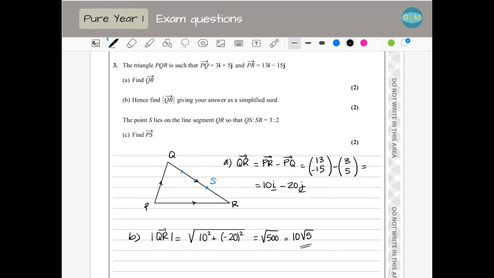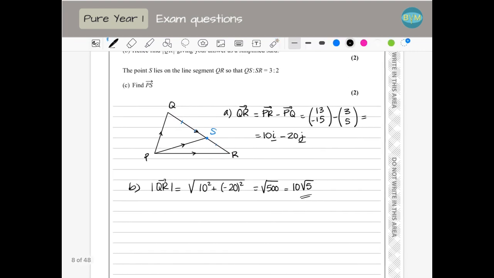They are asking us to find PS, this vector. PS, we can write that as PQ plus QS. And QS is just a proportion of QR. We know QR, and this is going to be 3 out of 5 of QR. So we know this vector here. That means that we can say that PS is going to be PQ plus 3 fifths of QR.